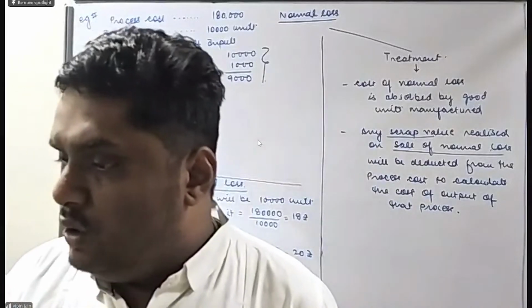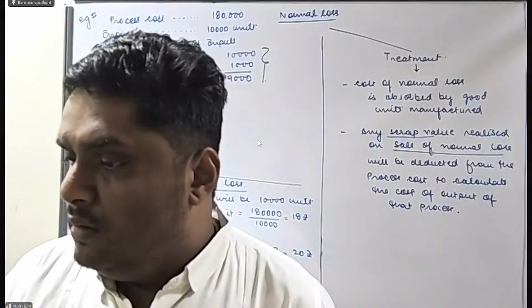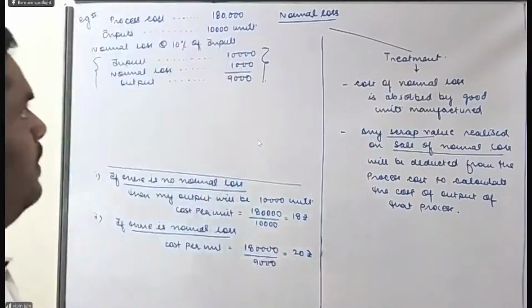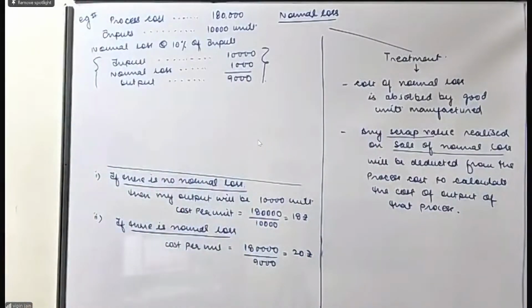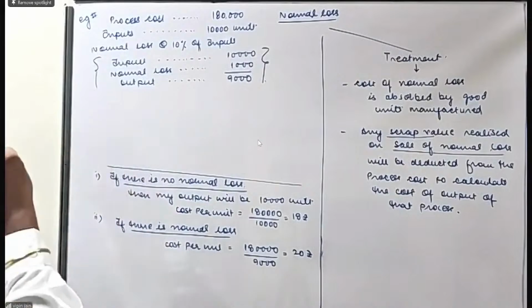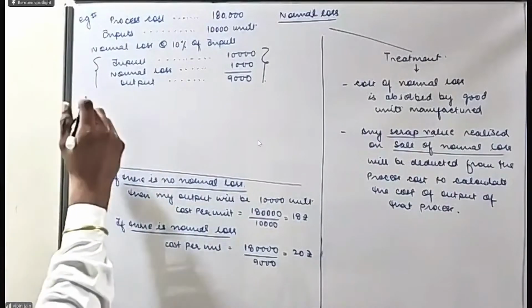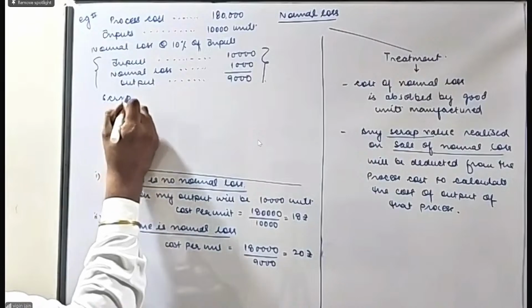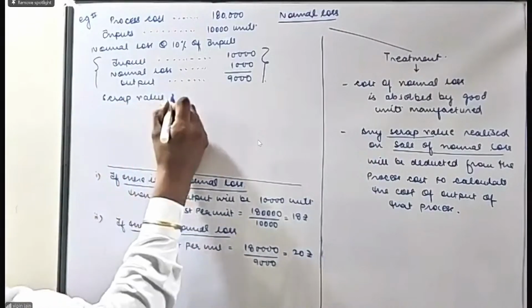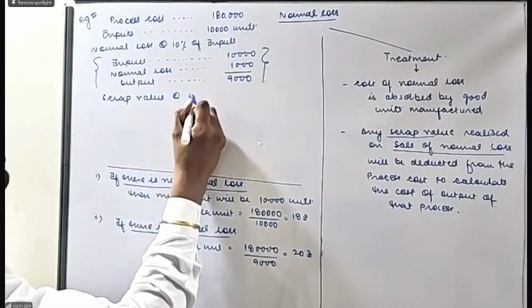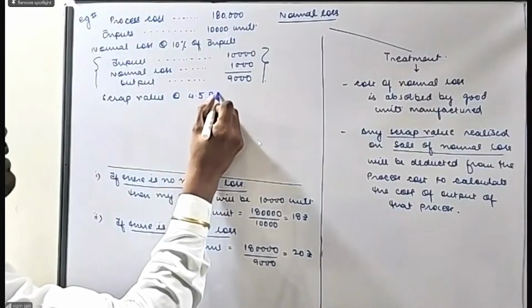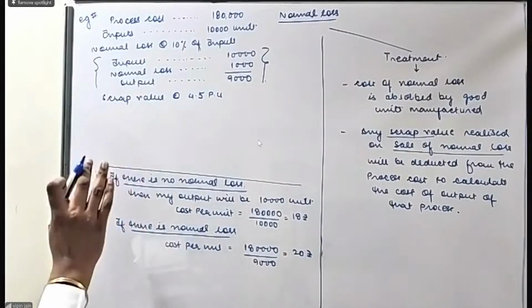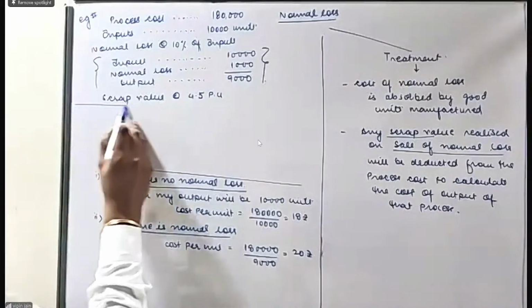Anyone with any doubts or queries? Now let's take one more situation. Let's say scrap value is also given, at the rate of 4.5 per unit.